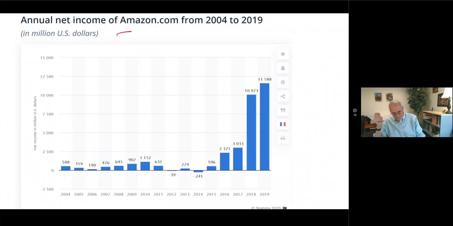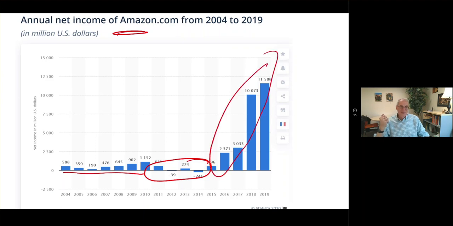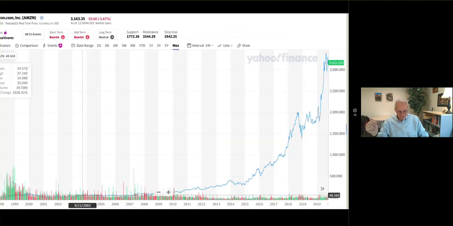Here's Amazon. Net income from Amazon. Amazon, not even that long ago, was still losing money. There were years that they were making a little bit of money, but now Amazon has really taken off. They've really hit that point where they're covering their expenses very well.